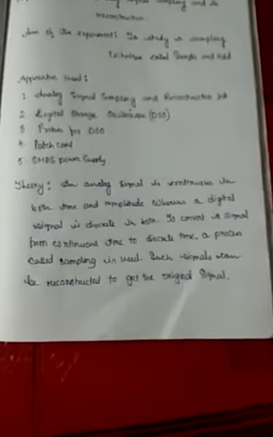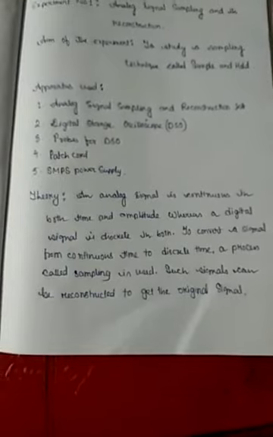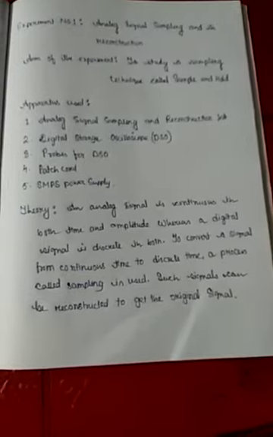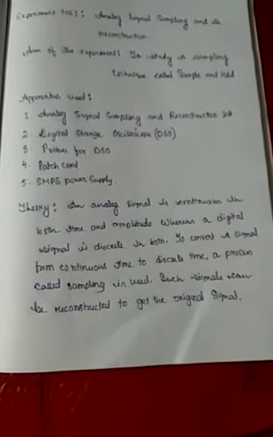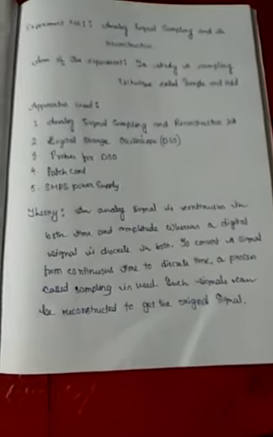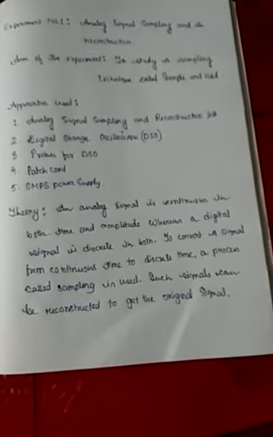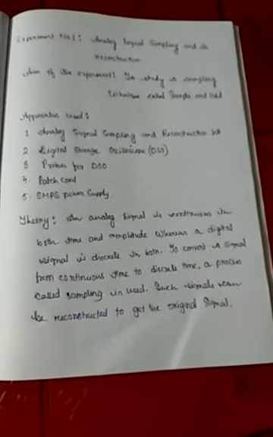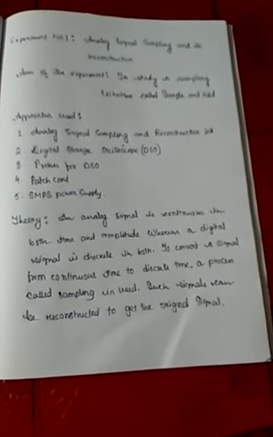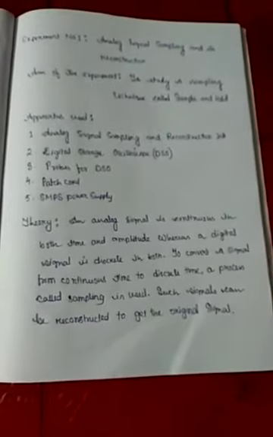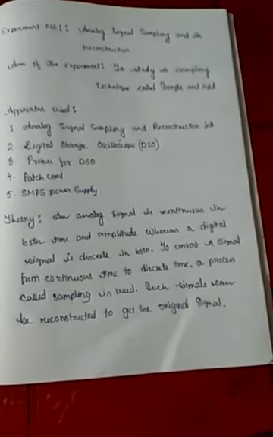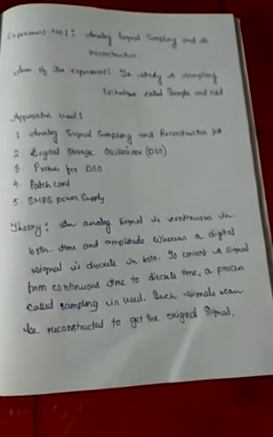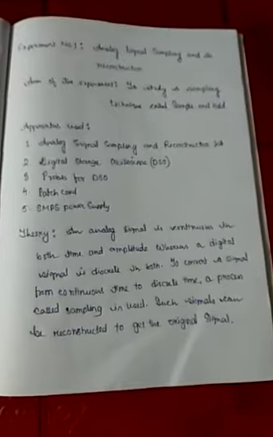First, let us see what we mean by sampling. There are two types of signal. One is called an analog signal, which is continuous, and the other is the digital signal, which is discrete in nature. To convert a signal from continuous to discrete, we do a process called sampling. After converting to a digital signal, we can reconvert it to an analog signal by using a reconstruction circuit.